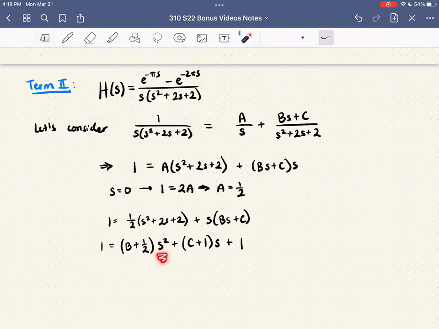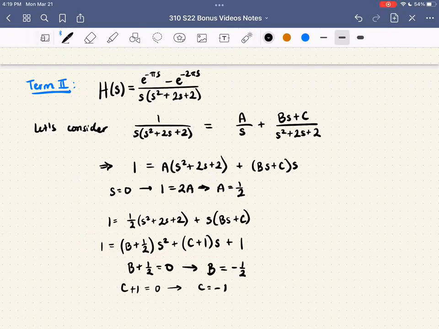I need the coefficients on s squared on the left and the right to be equal to each other. Well, there are no coefficients on s squared on the left, so I need B plus 1/2 to equal 0. In other words, B is equal to -1/2. Similarly, there is a C plus 1 coefficient on s on the right, but no coefficient on s on the left. So C plus 1 equals 0, and C equals -1. And then 1 equals 1, so that's a good sign my constants match. Okay, so I have A, B, and C.